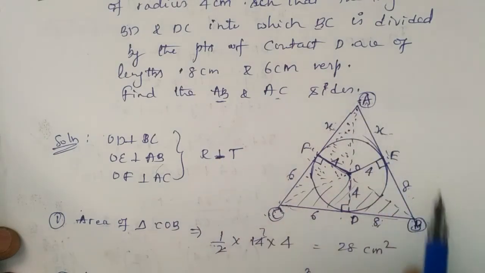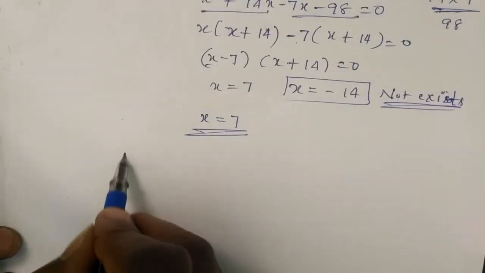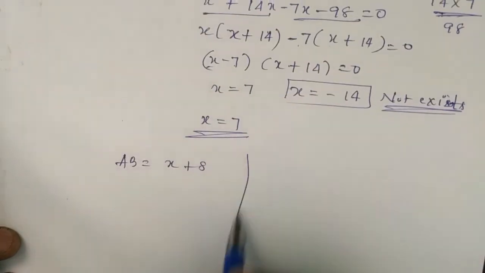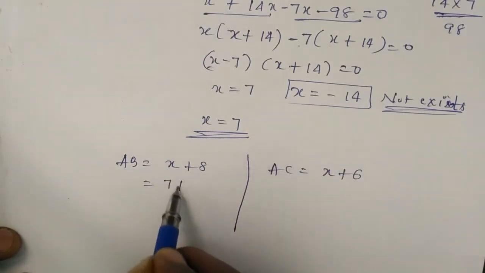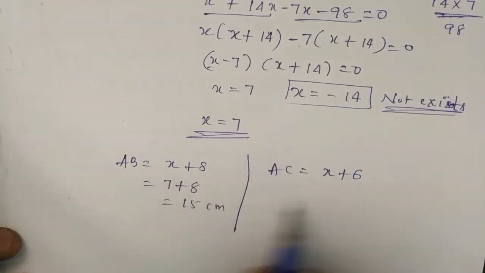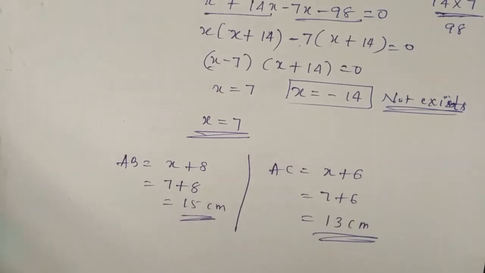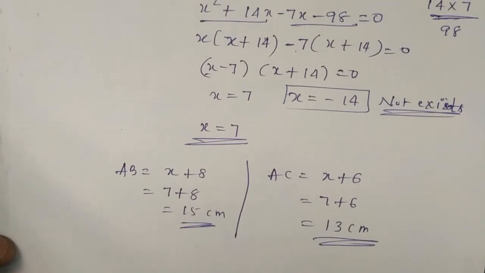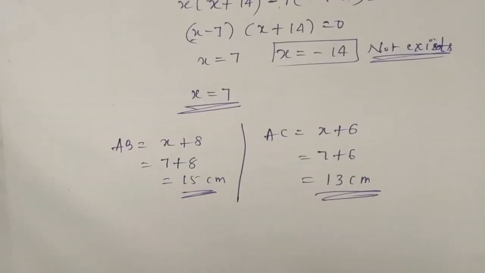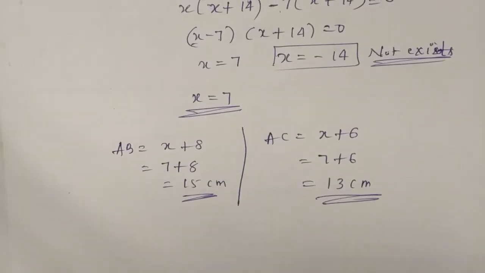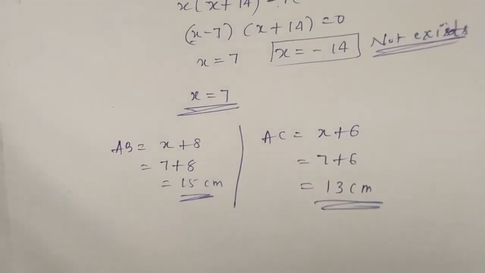AB now. From the question AB is what? X plus 8. AC is x plus 6. Now AB is equal to x plus 8 and AC is equal to x plus 6 from the question. X value just now we got 7. 7 plus 8 it is 15 centimeter. Here 7 plus 6 it is 13 centimeter. These are the two unknown values. So this question is also there in the CBSE grade 10 textbook in the last exercises of circles. You can refer to this problem, an important problem for 3 to 4 marks question.